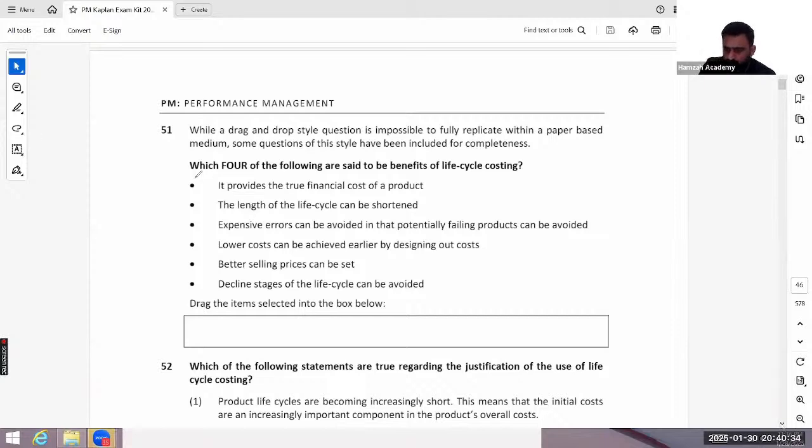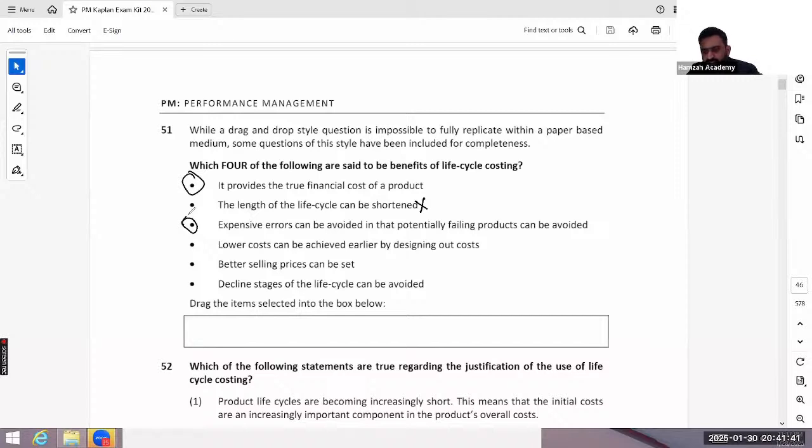So this is one. The length of the life cycle can be shortened. Life cycle costing can shorten the product life cycle? No, it's not a benefit. So this will not be part of the answer. Expensive errors can be avoided, in that potentially failing the product can be avoided. Yes. What about number 3? Is it an advantage or not? Yes, it's an advantage. Because in life cycle costing, we focus on every aspect of the product, even the design. And if we design and plan the product properly, obviously the errors can be avoided and the chance of failing would be avoided. So it is an advantage.